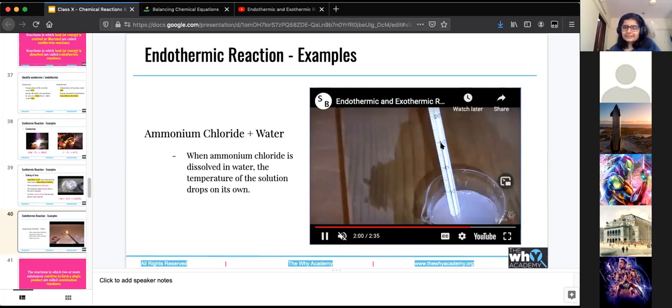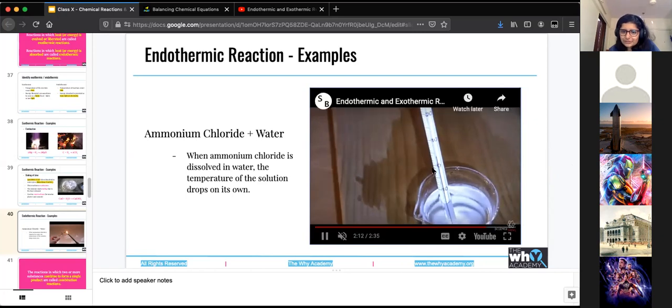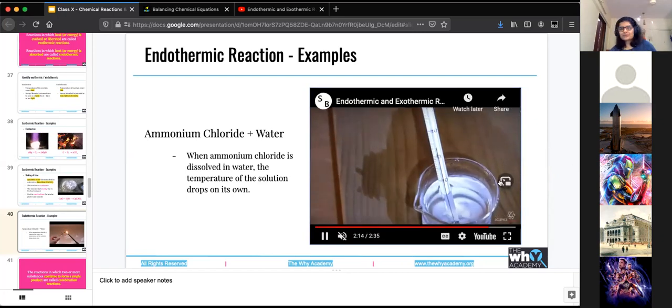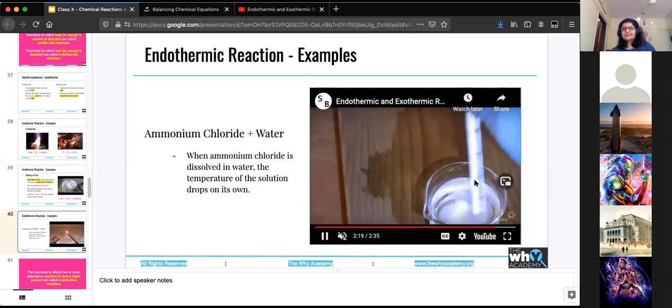So you can see this line here. It's gone down to almost freezing. It's close to 0 here, almost like 4 or 5 degrees Celsius. And the more you stir it, the more it falls, because more reaction is taking place. Now it's gone to 0.